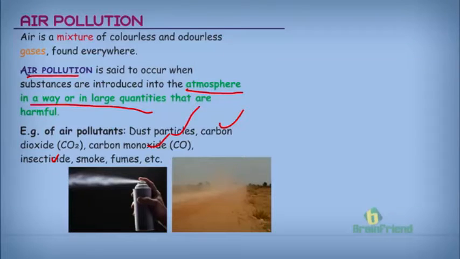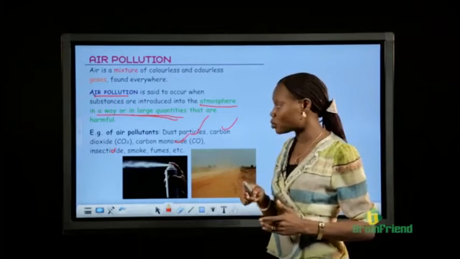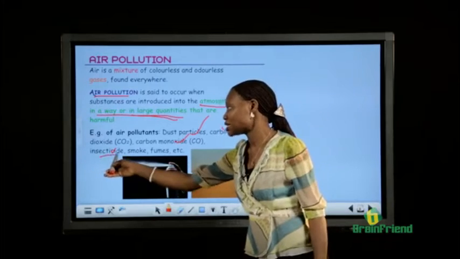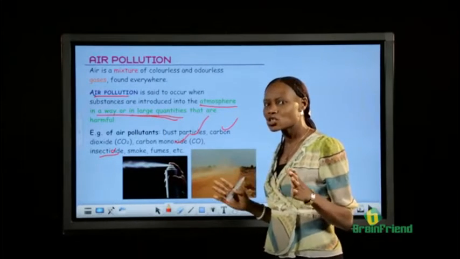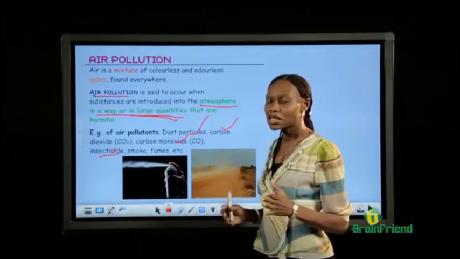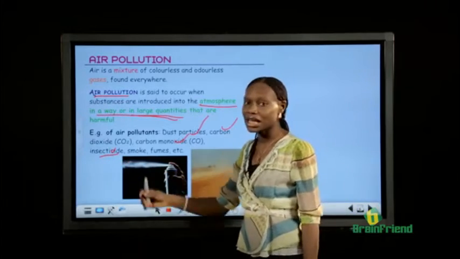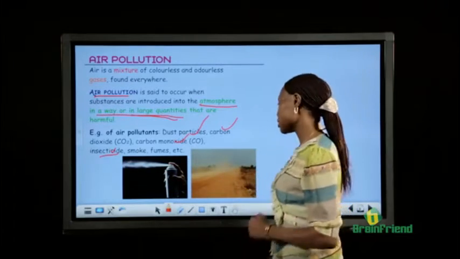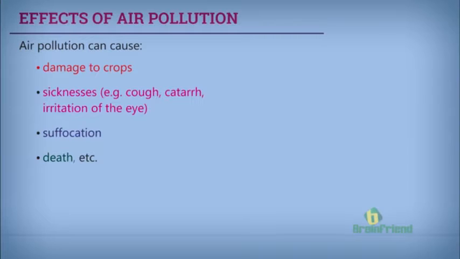Remember that we said that if the substance itself is not a pollutant, there's the amount that we will release into the air that becomes harmful. Then it becomes a pollutant. Because an insecticide on its own is not necessarily a pollutant. But we may release so much into the air that it becomes a pollutant. Some effects of air pollution include it can cause damage to crops.